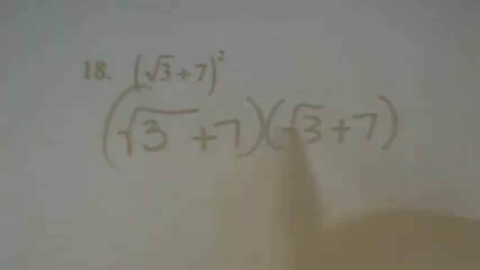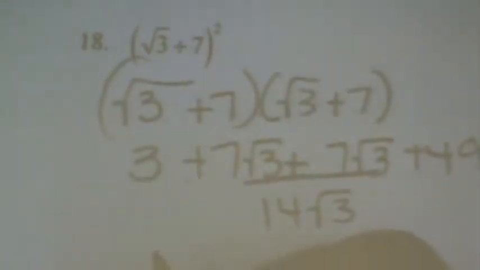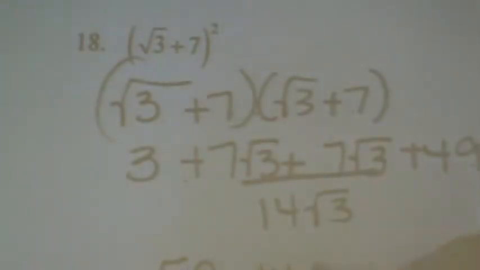Number 18, you've got double root 3 plus 7, 2 of them. Root 3 times root 3 is just 3. Root 3 times 7 is 7 root 3 plus another 7 root 3. That gives us 14 root 3. Okay, and then 7 times 7 is 49. 49 and 3 is 52. So the answer is 52 plus 14 root 3.